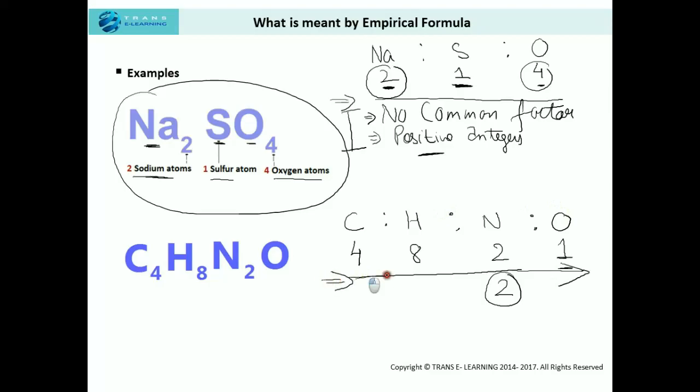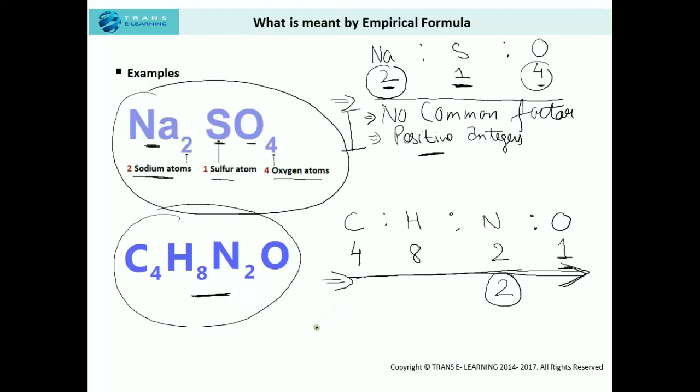So if we take the overall ratio into consideration, we cannot take any common factor. That means the ratio of the atoms of various elements present in this compound have no common factor. So that means we cannot convert this formula into a simpler ratio. So this formula represents the simplest whole number ratio. Thus this represents the empirical formula of this compound.